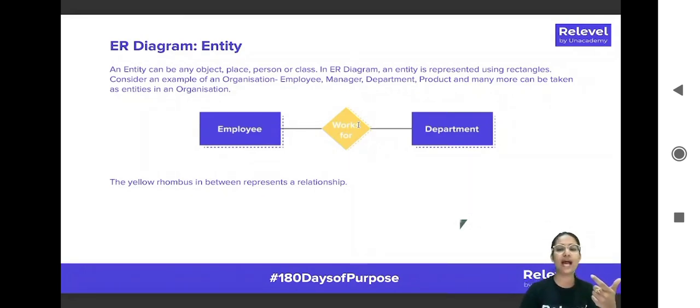So how do we represent it? Employee and department are two entities. How are the two of them related to each other? Employees work for a department. So the relationship is represented with a rhombus. Employees are a part of a department. The yellow rhombus in between represents a relationship, and we remember that we represent relationships in a rhombus. That is what we have used it for.